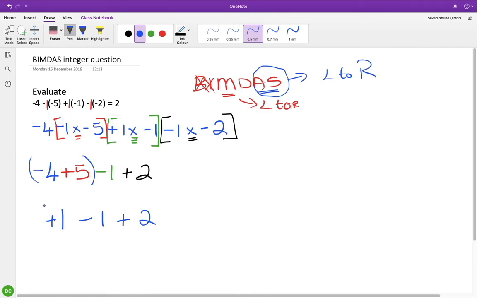Again, we have a series of adding and subtracting, so we do it from left to right. So here we have different signs, so we subtract the number and keep the sign of the bigger number. Neither number, they're both 1s, so that's just a 0, and then write down the rest of the sum. And then 0 plus 2 is 2, which is what I said the answer was up here.